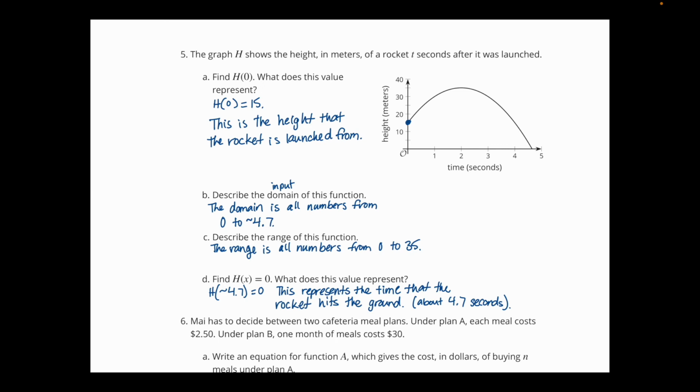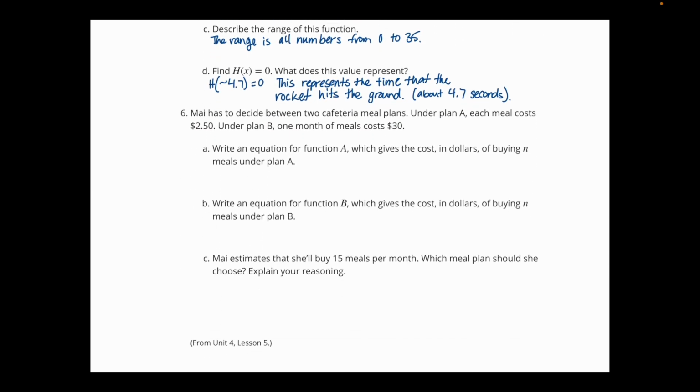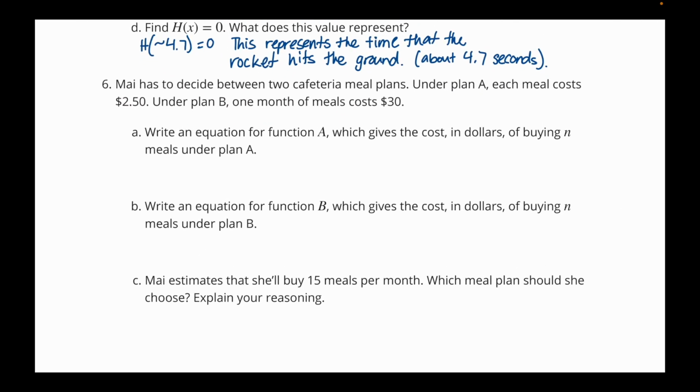So let's look at question 6. This is looking at cafeteria meal plans. So Mai has to decide between 2 cafeteria meal plans. Under Plan A, each meal costs $2.50, and under Plan B, 1 month of meals costs $30. So it kind of sounds like we don't have a limit for a month of meals. So we're going to write an equation for function A, which gives the cost in dollars of buying n number of meals under Plan A.